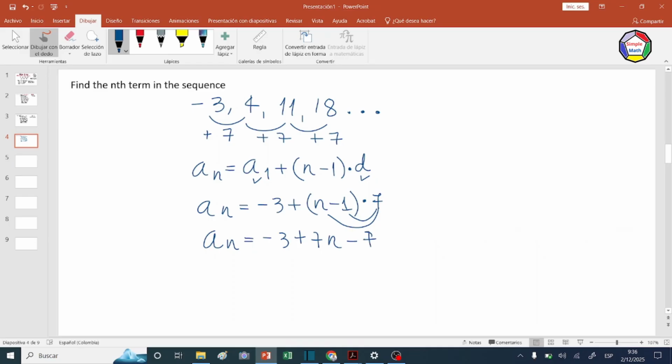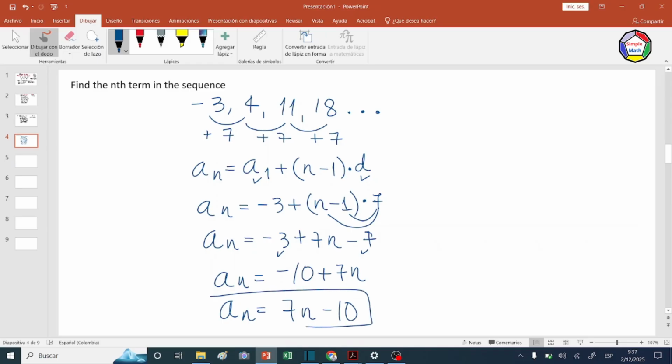Now I can combine like terms. These are the two like terms. So we have that a sub n is equal to minus 3 minus 7, which equals minus 10, plus 7n. I will organize the formula to see it in a better way. So a sub n is 7n minus 10. And this is going to be the formula that makes my sequence.